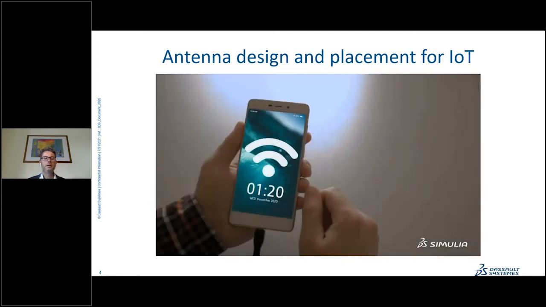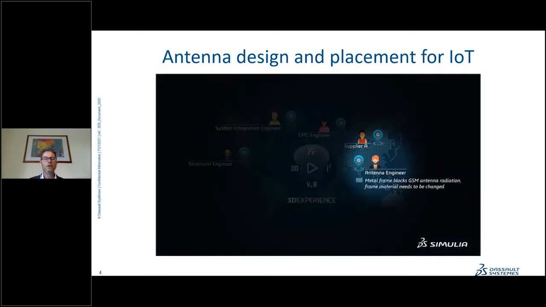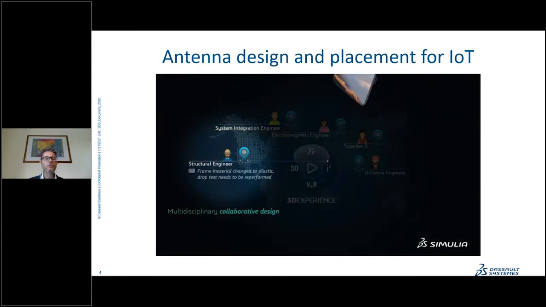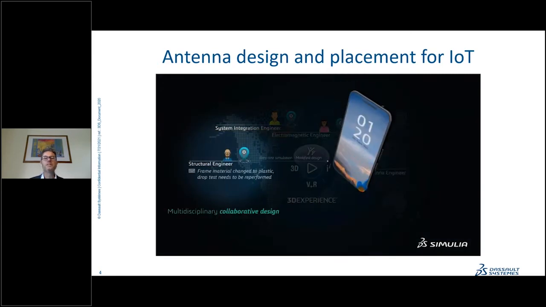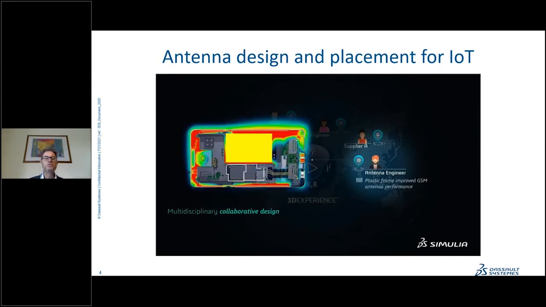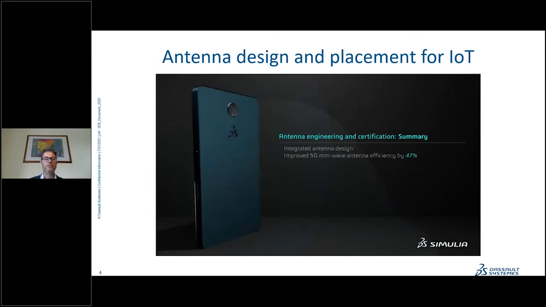At the end of the day, we come with a very good design, and it's a matter of teamwork. So the antenna engineer, for example, sees that the metal frame blocks the GSM antenna radiation, so it has to be changed. So he makes a notification to the structural engineer that will simulate the mobile phone again, and make a drop test to see if with the new shape, it still performs to the requirements in terms of drop test. The antenna engineer is going to simulate again the new version that the mechanical engineer provided, and he realizes that he obtained the perfectly improved GSM antenna performance.